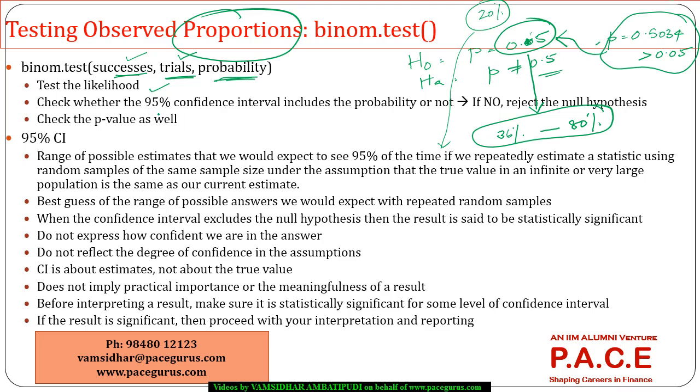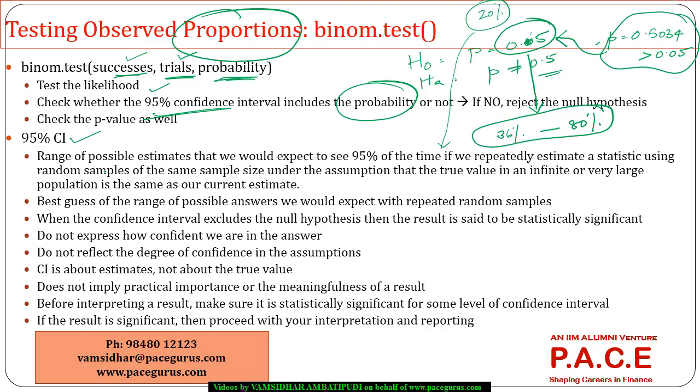So I really want to check whether the 95% confidence interval includes the probability or not. If it includes it, then I will not reject the null hypothesis. If the confidence interval does not include the probability of success, then I will reject the null hypothesis and make my decision in favor of the alternate. The same logic goes with the p-value. If the p-value is less than 0.05, I'll make my decision in favor of the alternate hypothesis. If the p-value is greater than 0.05, I'll make my decision in favor of the null hypothesis itself.